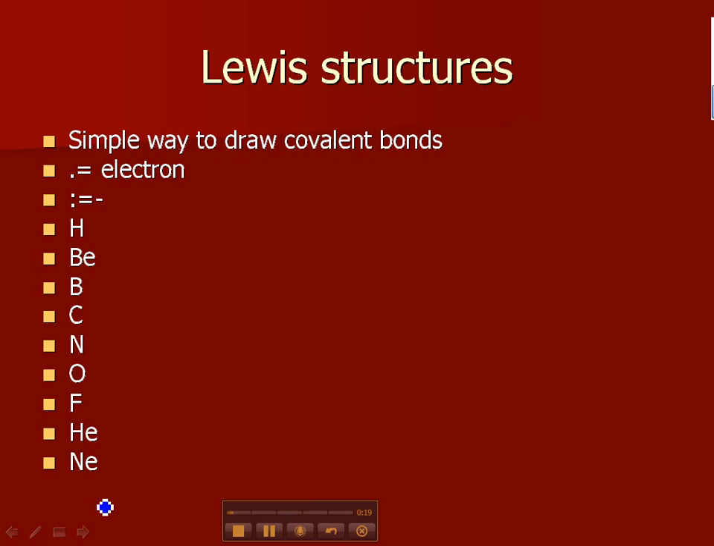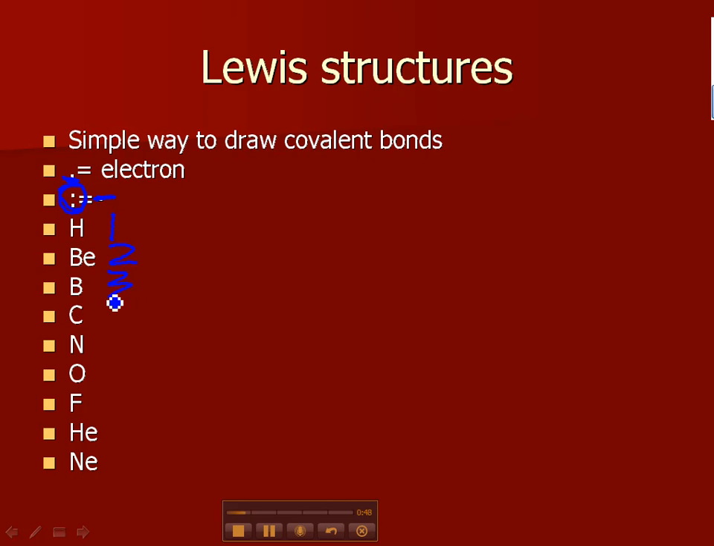We have to remember in a Lewis structure that a dot is an electron. Two dots that are shared become a bond, so every dash represents two electrons. We also have to remember the valence number of electrons. Hydrogen comes in with one valence electron, and so does the whole column, the alkali metals. Beryllium will have two, and its family, the alkaline earth metals.